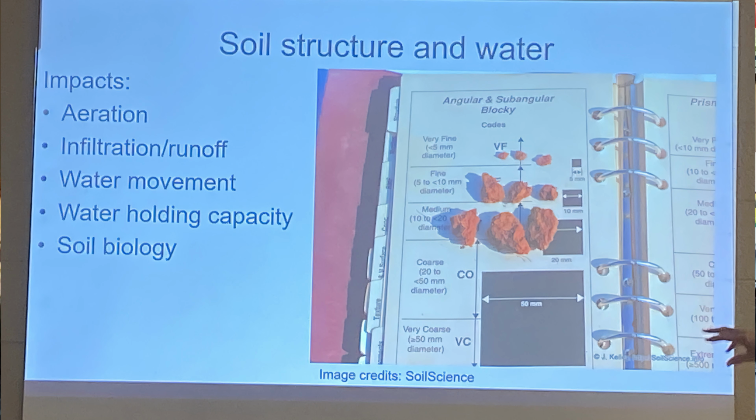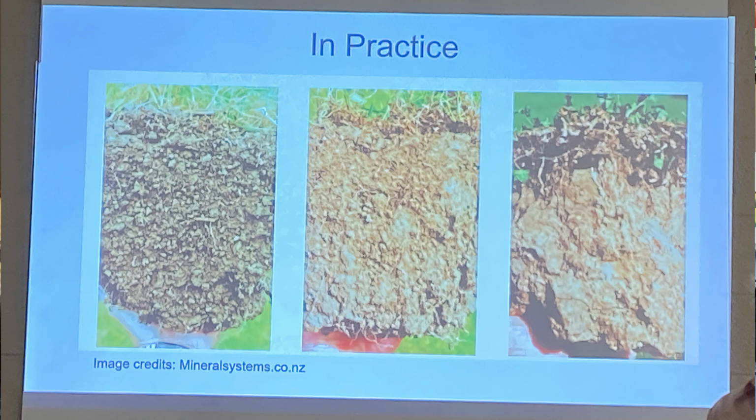Soil structure and water impacts aeration, infiltration, runoff, water movement, water holding capacity, and soil biology. In practice, you can tell this picture shows a looser soil, medium, and I think the one on the right is a hard pan. If you look at this grass, the roots in the left picture are way down, and the roots in the middle picture are maybe halfway. And the roots on the right, it's so hard, the roots can't even grow. So obviously, the one on the left is preferred.